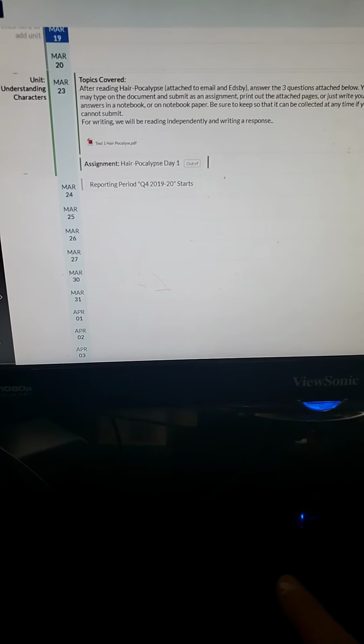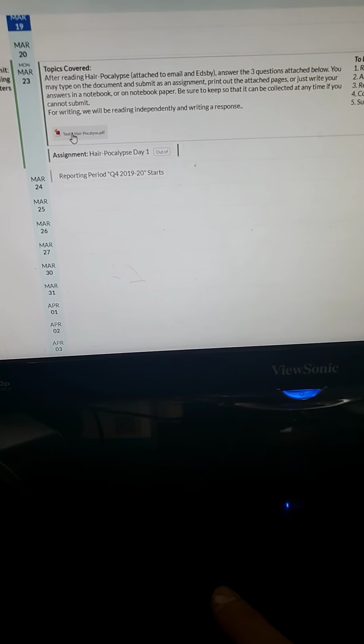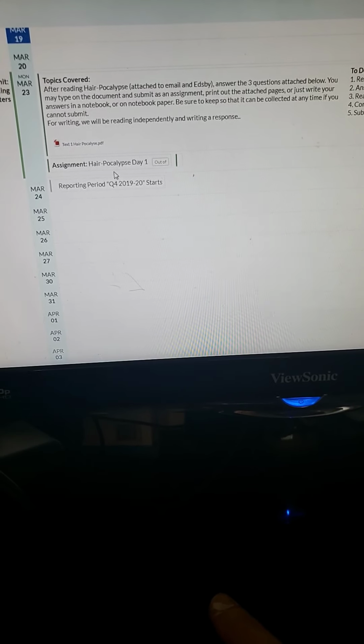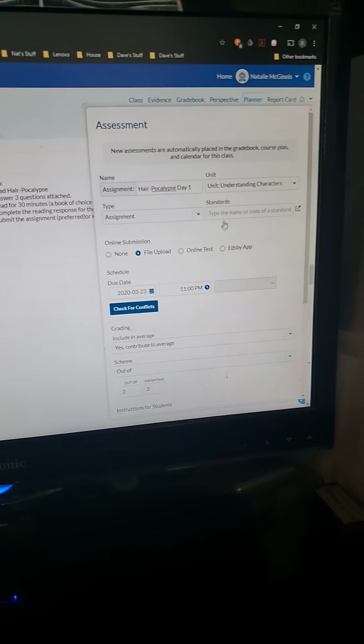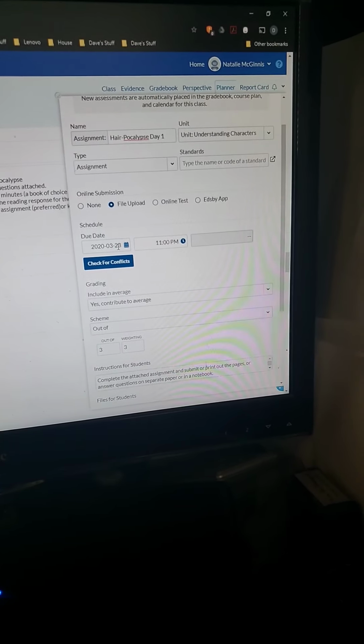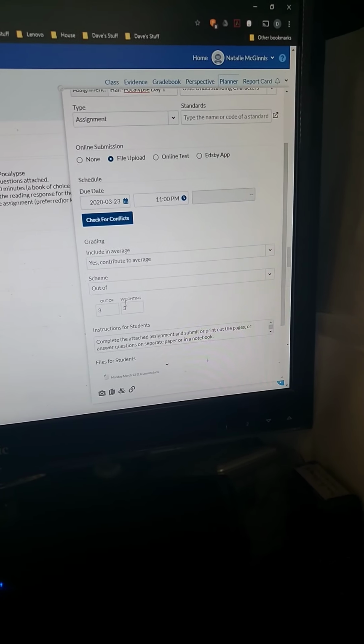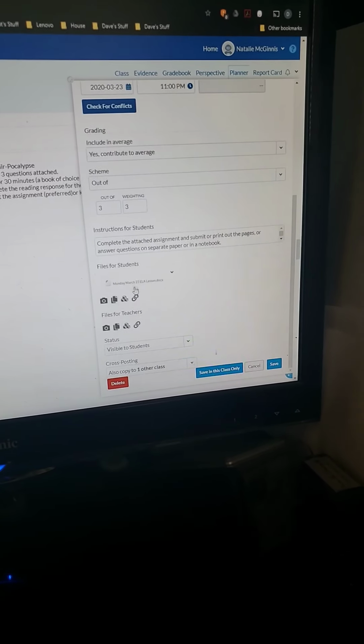Let's take a look at our assignment. So it is down here as well. Again, the text is there so you can pull it up and read it, and your assignment is right here. We're going to click on that assignment. You have a possible 3 points for the 3 questions, and it is attached down here.